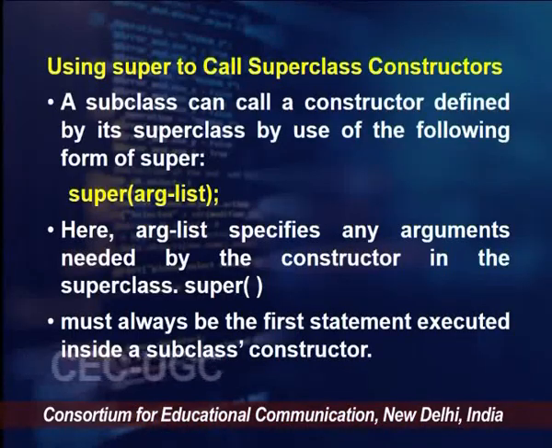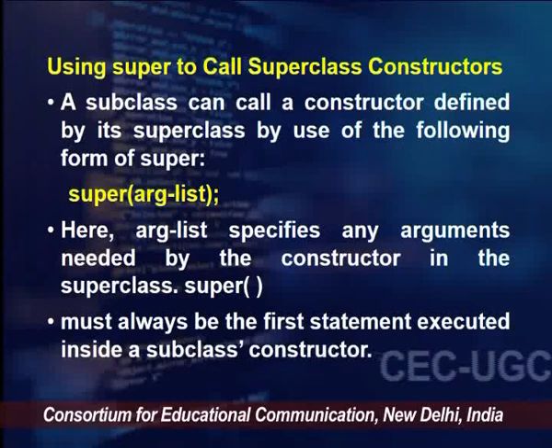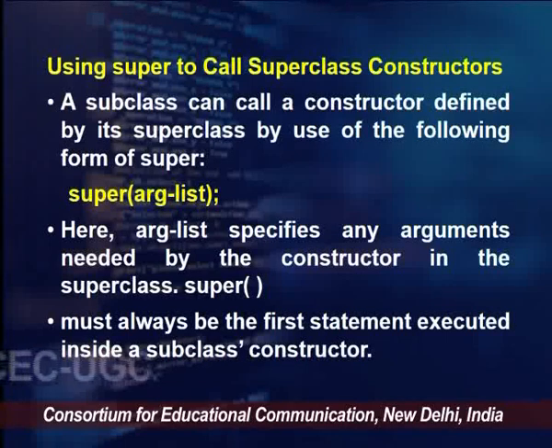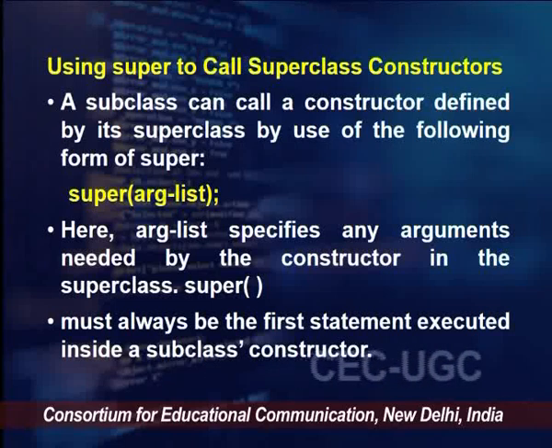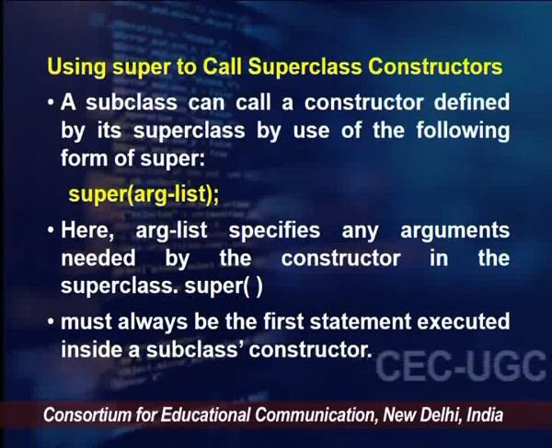So first of all, let us take the first scenario in which super calls the constructor of the superclass. That means the keyword super is going to call the constructor of the superclass. So here it goes like this. A subclass can call a constructor which is defined by its superclass by the use of the following form of super: the keyword super is written, and within it we write an argument list.